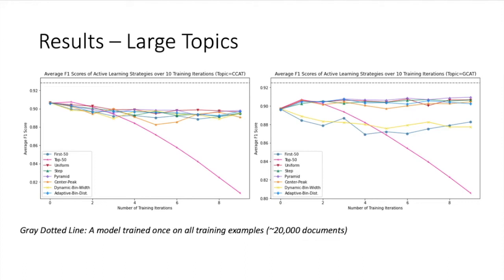So for the model on the right, there were, I think, around 200,000 positive examples. So the class imbalance is a little bit lower. So for first 50, if we assume that those 50 documents are representative of the class imbalance of the whole, then there's fewer positive examples making it in. So that could account for the slight dip there. And we'll address the dynamic bin width on the next slide.